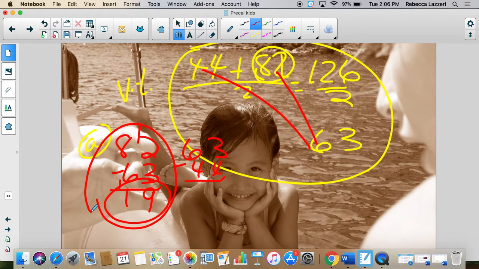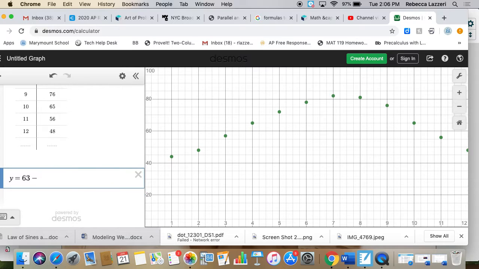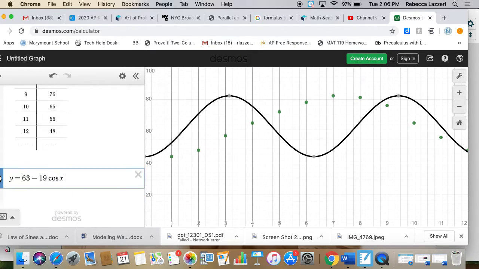You could just crank these out and do them every time. So I'm going to put in 19. I think all of us decided to go minus cosine, so I'm going to go minus 19 cosine x. Okay, now I feel good about the amplitude and vertical translation.